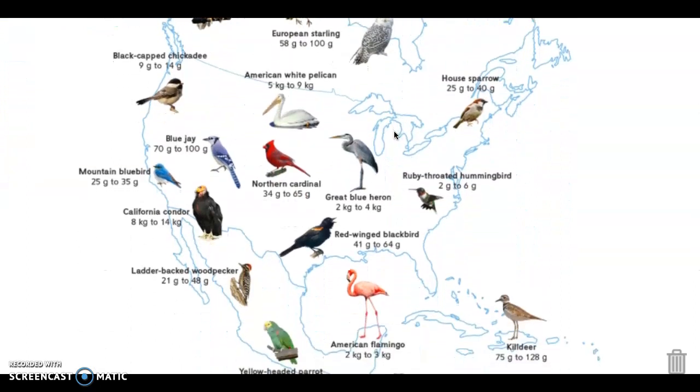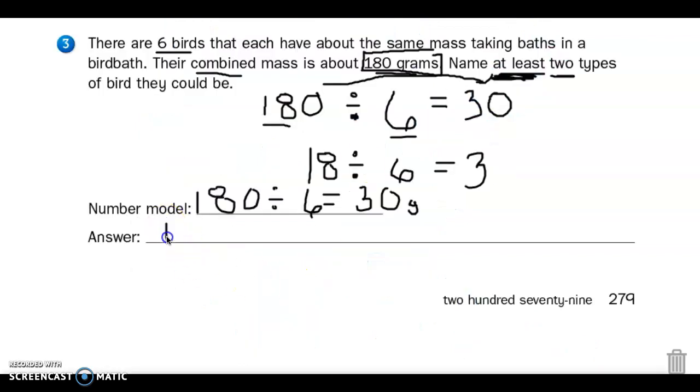Where would 30 go? Okay, well, I'm going to let you know. I already saw one. House sparrow, 25 to 40. Does 30 fall in between there? You betcha. So there is one already. So I would put house sparrow. Now you need to find at least one more. Can you find more than 2? Of course. But you need to find at least one more.